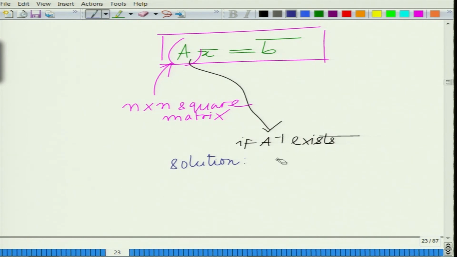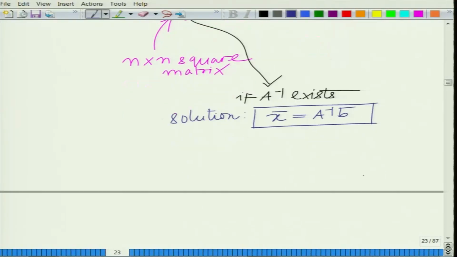A inverse b bar. This is the solution to the above linear system of equations. x bar equals A inverse b bar. Of course, as we have said, this relies on the assumption that the matrix A is invertible and A inverse exists. Now, what happens when A inverse does not exist, or A is not a square matrix, that is, you have more equations than unknowns or fewer equations than unknowns? Then it becomes very interesting, and we will see this through this course. But to begin with, we look at the simplest problem where you have n equations, n unknowns, and the matrix A is invertible. The solution is given by A inverse b.